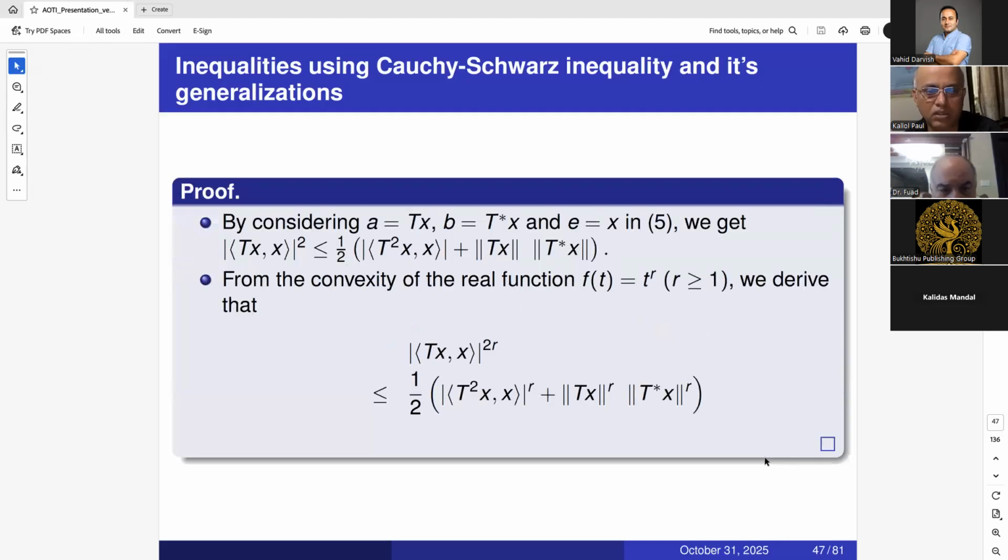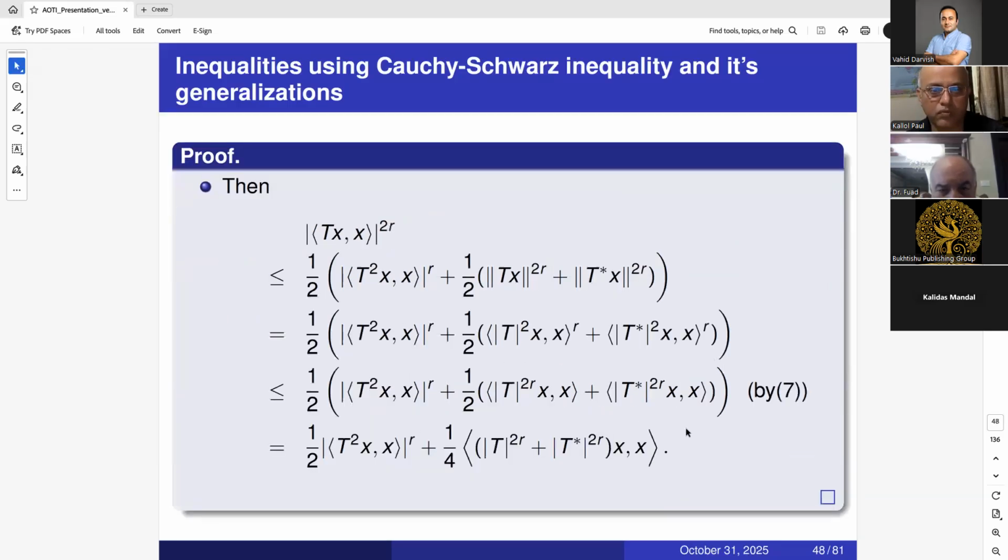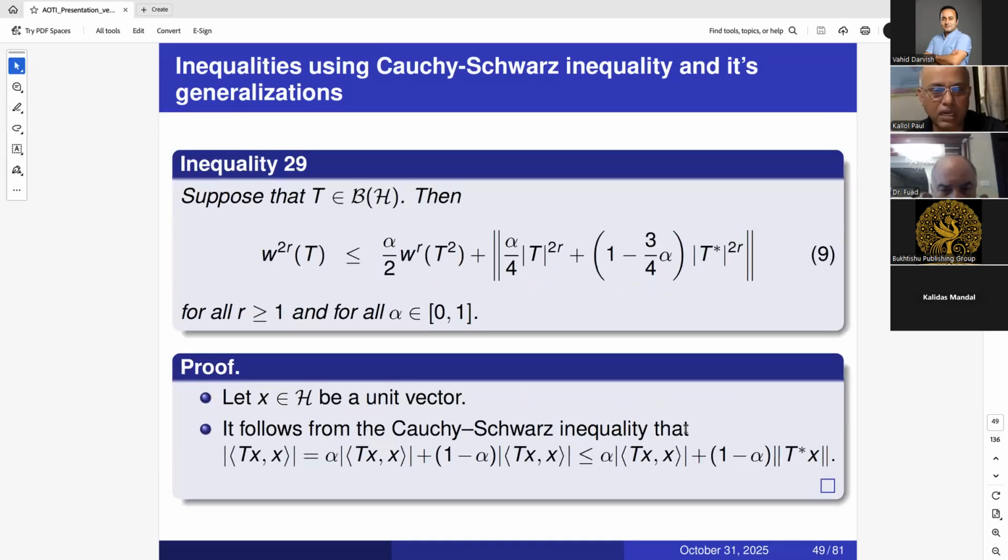Again, you just use a equal to t x, b equal to t star x, and e equal to x in Buzano's inequality, which is 5. Then we get this inequality, and again by convexity of the function f equal to t to the power r, we get this inequality, and from these two we can move to show that mod of t x to the power twice r is less than or equal to these quantities, and that will again lead us to this inequality.